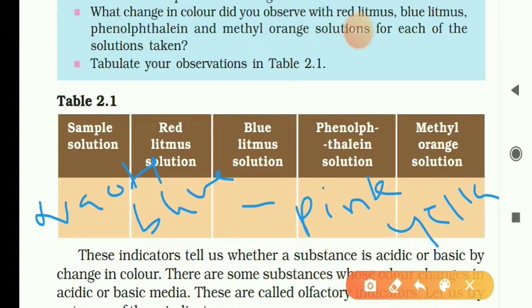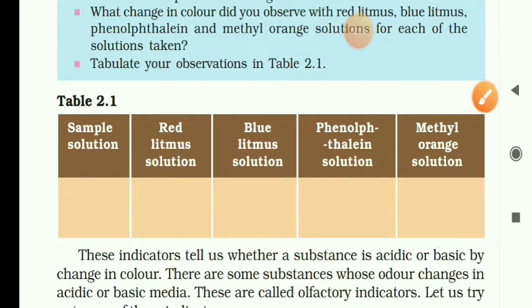Okay, from this we come to know that with an acid, red litmus shows no change, blue litmus turns red, phenolphthalein is colorless, and methyl orange turns red. But with a base, red litmus turns blue, blue litmus shows no change, phenolphthalein turns pink, and methyl orange turns yellow. So these indicators tell us whether a substance is acidic or basic by changing the color.